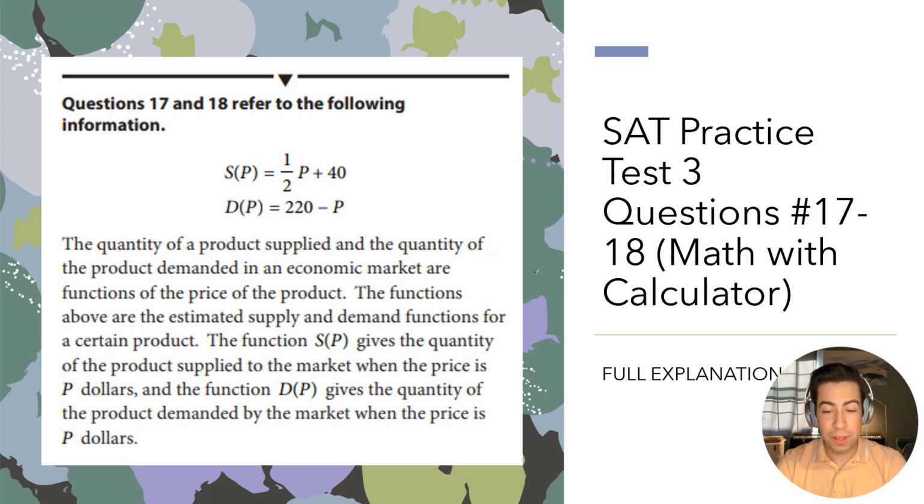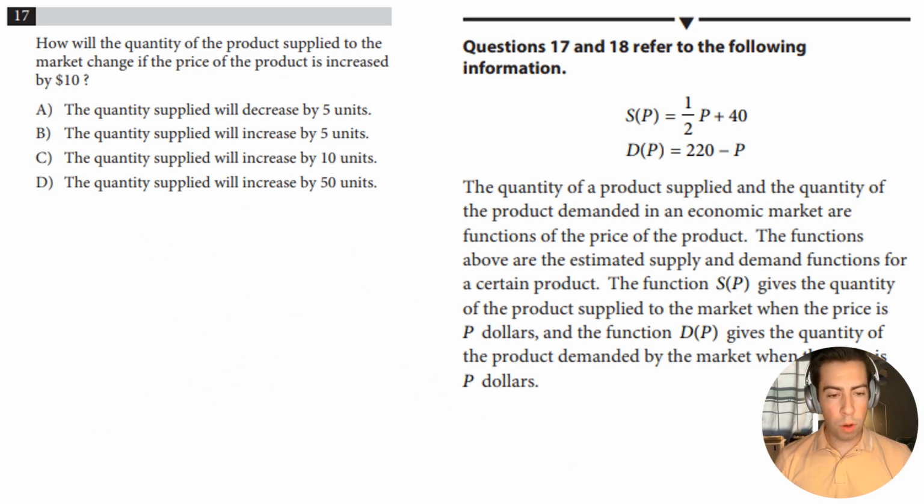All right, questions 17 through 18, let's get right into it. So we have: how does the quantity of the product supplied to the market change if the price of the product is increased by $10? So let's go ahead and look at this passage here.